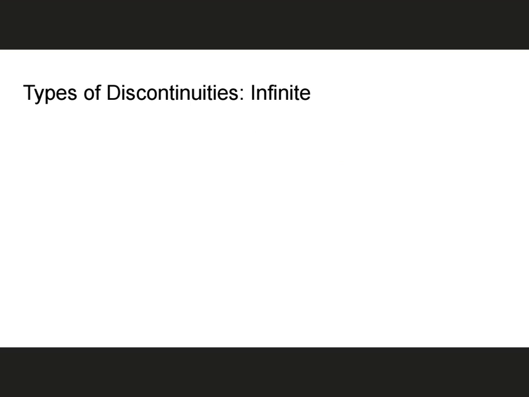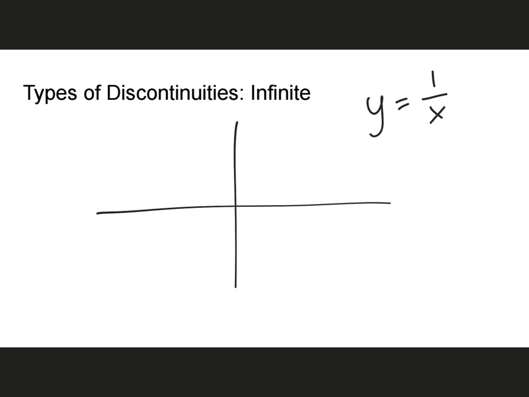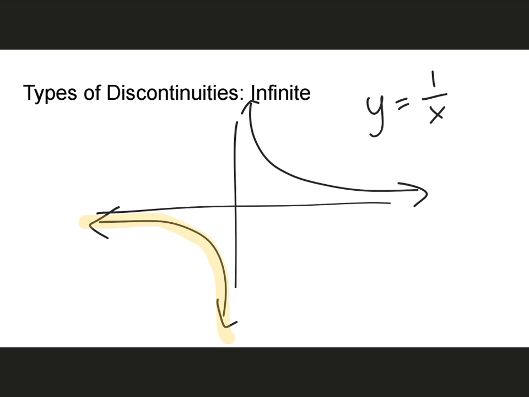The last type of discontinuity that we're going to look at is an infinite discontinuity. So for this one, I'm going to look at a specific function, y equals 1 over x. And we know the rough sketch of this from pre-calculus. There's two pieces. If I break out my highlighter and I try to trace this function, I have to lift my pencil at x equals 0.